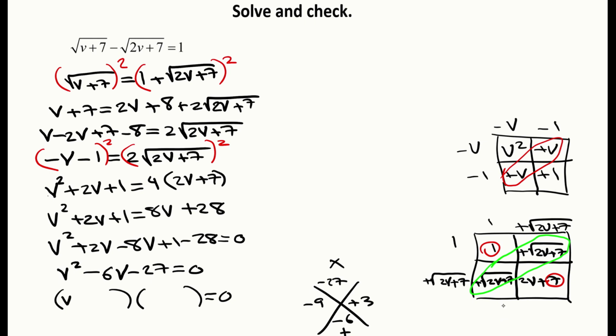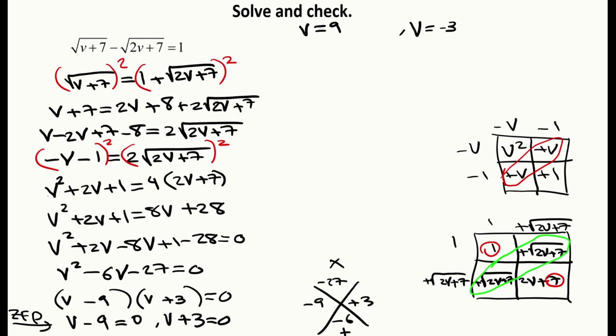So we get v minus 9 times v plus 3 is equal to 0. So v minus 9 equals 0, or v plus 3 equals 0. That's by the zero factor property. So we end up with v equals 9, or v equals negative 3. So now we're going to go ahead and check 9.